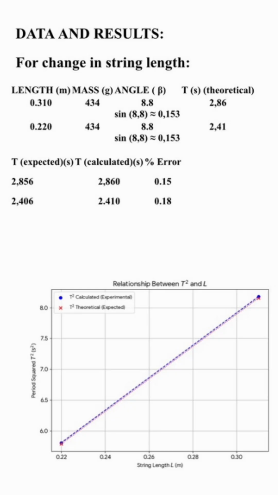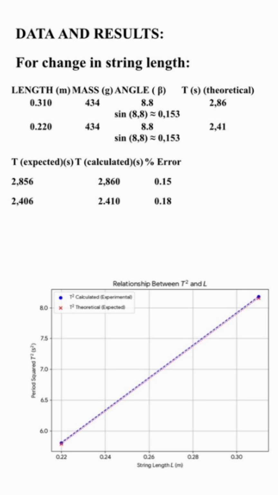My results follow the theoretical expectations closely. First, the effect of string length. The graph of T versus L shows a clear increasing trend. As the string length increases, the measured period increases in a manner consistent with a square root relationship. When I compared the measured periods with the theoretical predictions, the percentage error remained moderate.